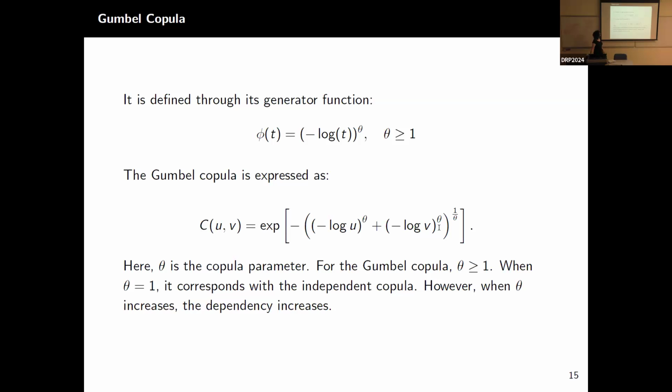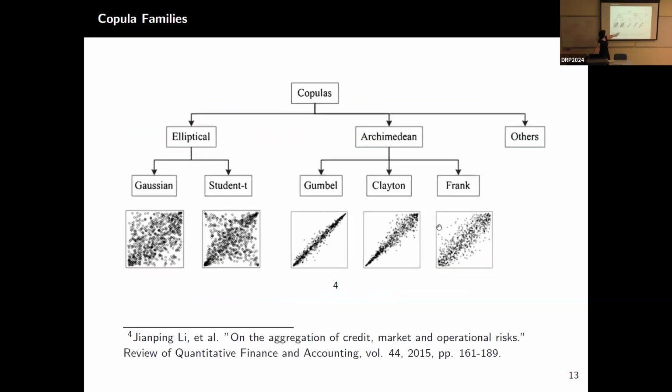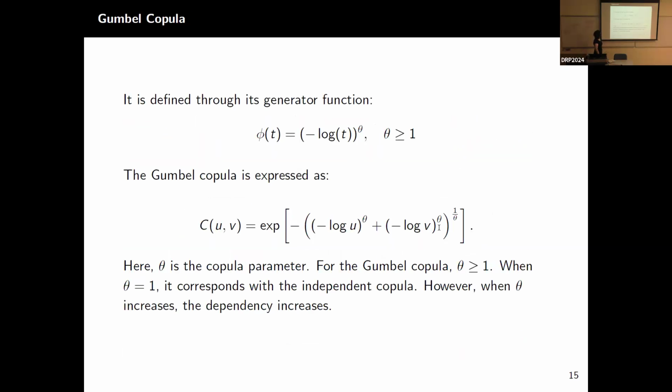And in this part, let me continue with Gumbel copulas, which is this one, finally. The Gumbel copula is defined through its generator function. So phi of t will be equal to negative log of t to the power of theta, where theta is greater than or equal to 1. And the Gumbel copula can be expressed like this. Here, theta is the copula parameter. For the Gumbel copula, it is greater than or equal to 1. And when the Gumbel copula parameter is 1, it corresponds to the independence copula. However, when this parameter increases, the dependency also increases.